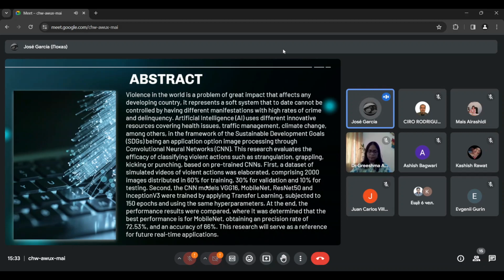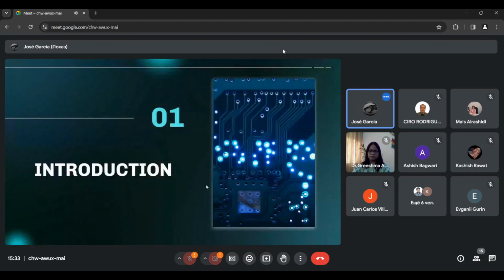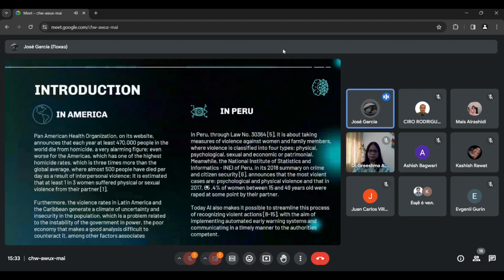obtaining a precision rate of 72.53% and accuracy of 66%. This is a differential research and a reference for future real-time applications. And next, the introduction, where we are talking about America and Peru.